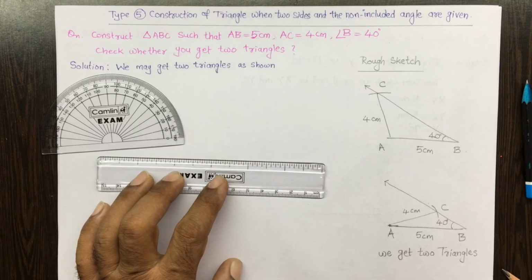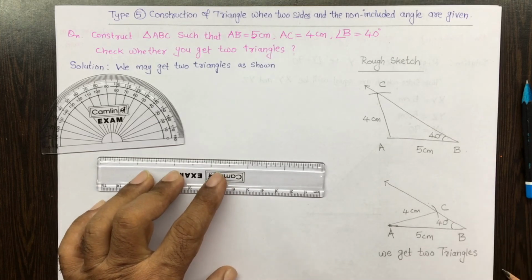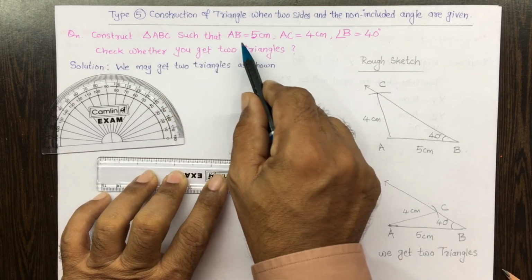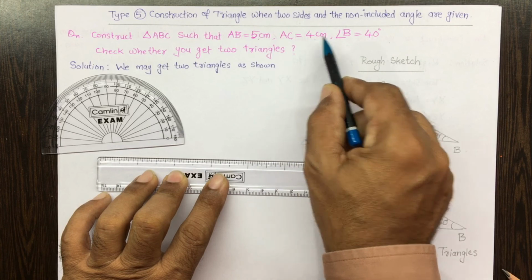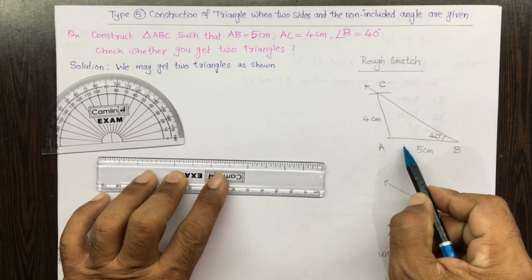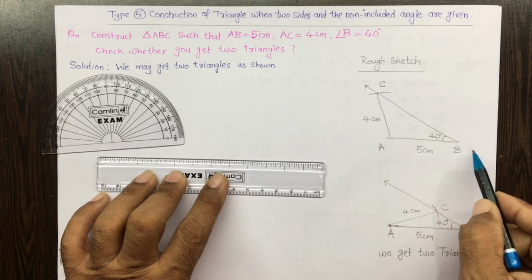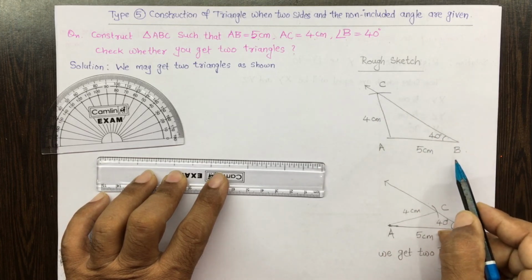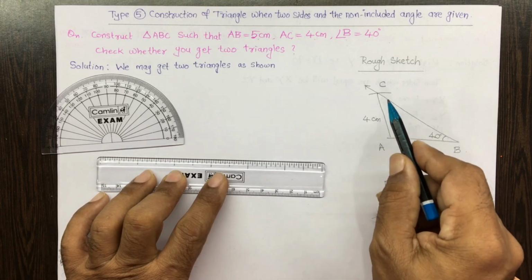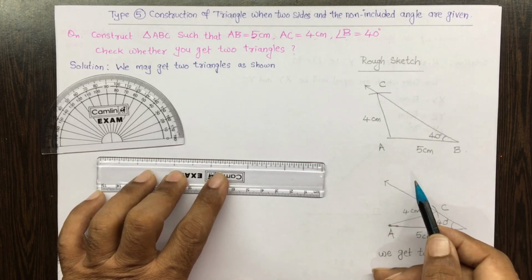Construction of a triangle when two sides and non included angle are given. This is type 5 construction. Let us take a question, triangle ABC, where AB 5 centimeters, AC 4 centimeters, angle B 40 degrees. So, we need to draw the rough figure as usual. AB as base 5 centimeter, at B 40 degrees. You can raise a ray. Onto that ray you have to mark the point C, and then you can say triangle ABC.